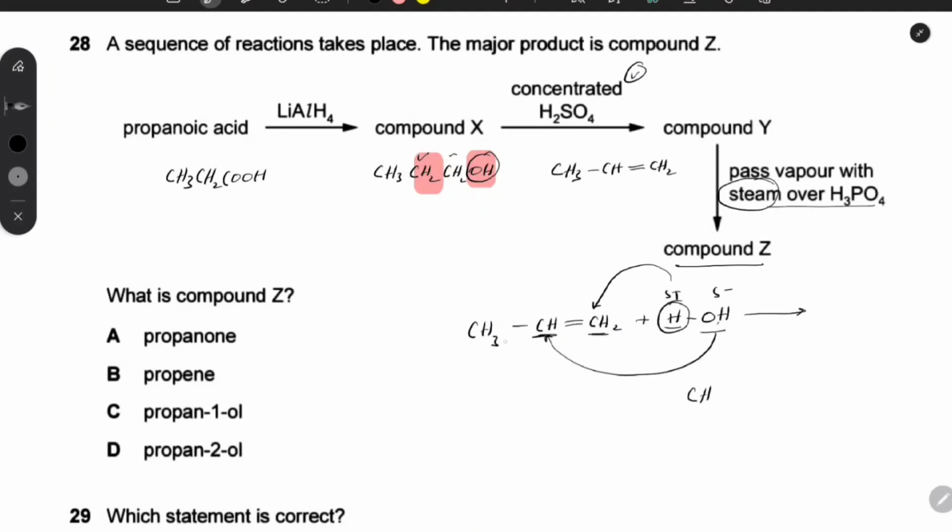Sorry, this was CH3. Now CH2 single bond, sorry, CH2OH. No, it was opposite. We are attaching OH with this carbon and hydrogen with this carbon. This is our final product. That is why option D is the correct option. So propan-2-ol, its name is propan-2-ol.